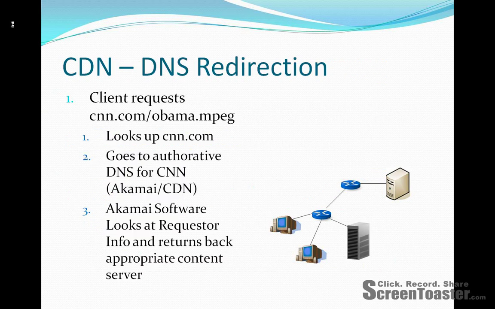However, with DNS redirection, we have a few more pieces to it. So in this case, let's say the client requests a certain page. It's going to look up CNN.com. This is actually going to go to the authority of DNS for CNN. However, in this case, they've given that responsibility over to the CDN provider, such as Akamai. So in this case, the Akamai software, when it's doing this DNS resolution handling, is actually going to look at the request, the client information, and it's going to return back the IP address for the appropriate content server.